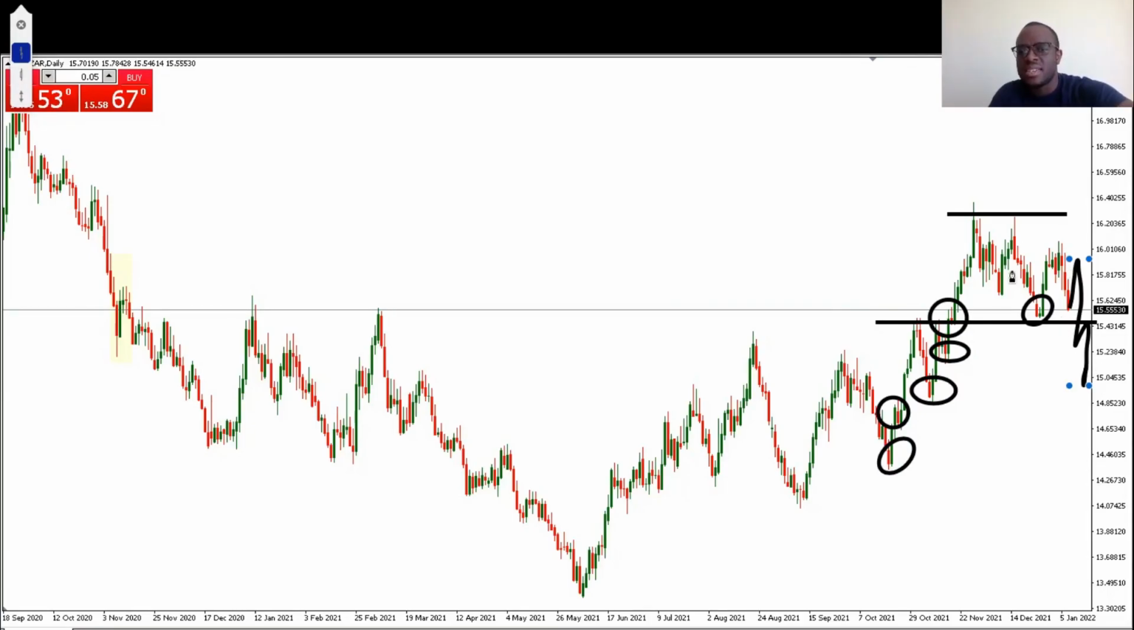But otherwise, until I see a bearish structure on the weekly time frame, I'll still be preparing for the bullish moves. Okay, so these are the movements that we'll be expecting on the rand dollar pair.